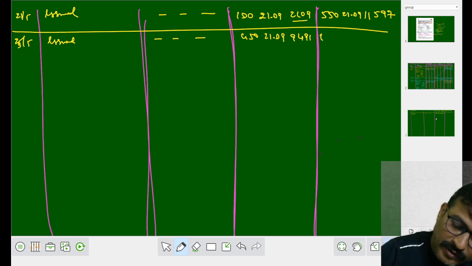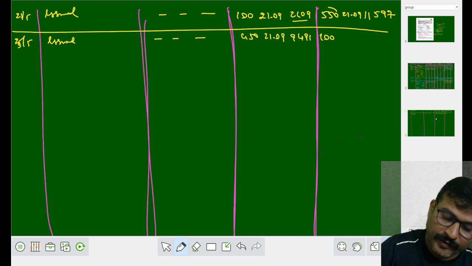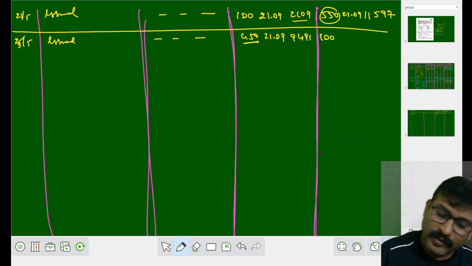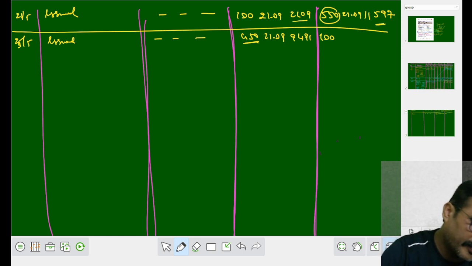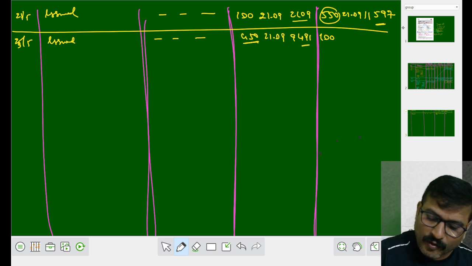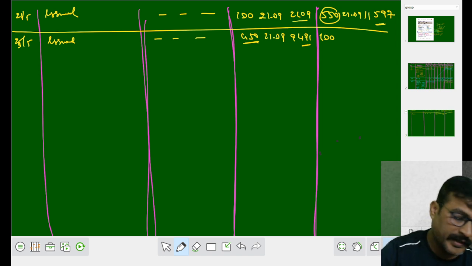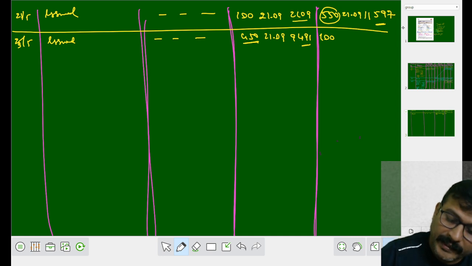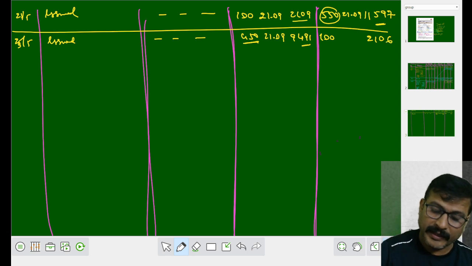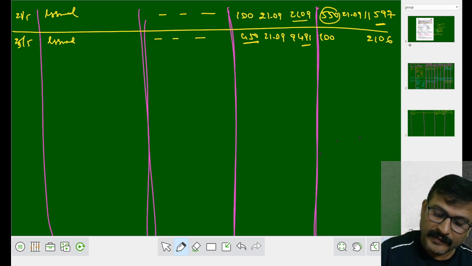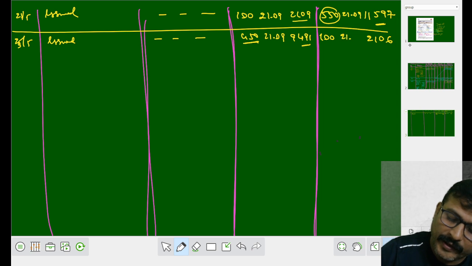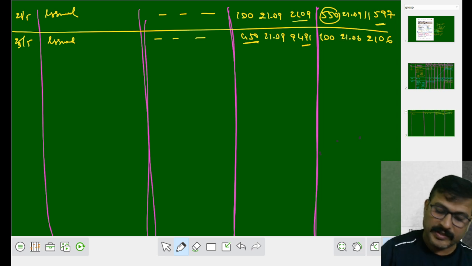Now how much is left out? 100 out of 550. Subtract 450, 100. Now out of 11,597, subtract 9,491. It comes to 2,106. Divided by 100, somewhere we are getting 21.06 because of some paise.